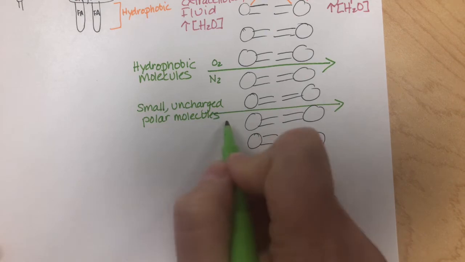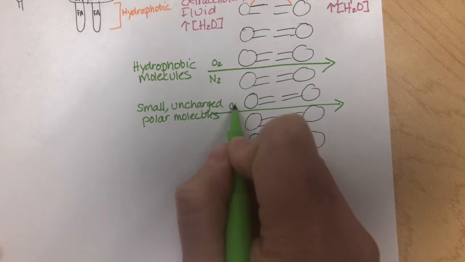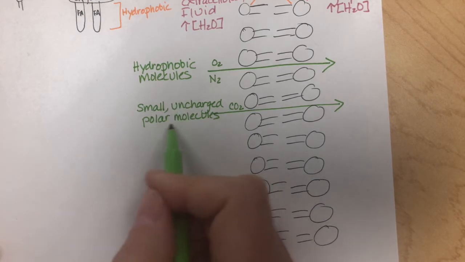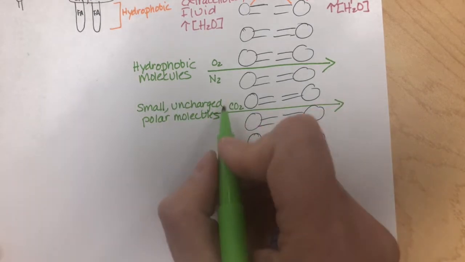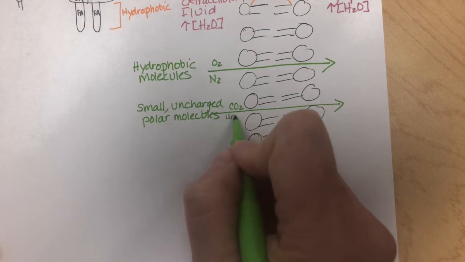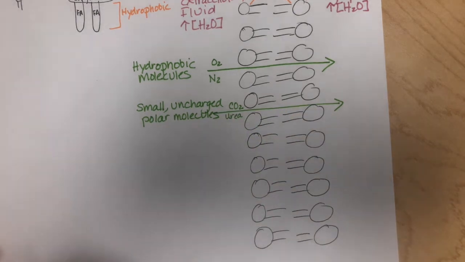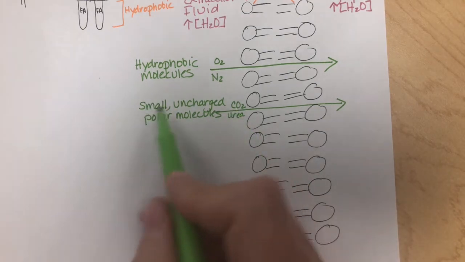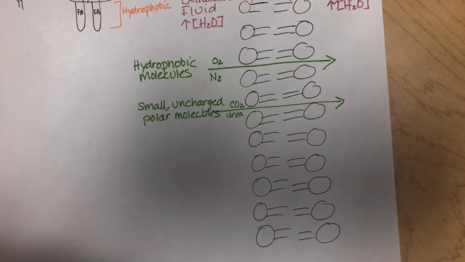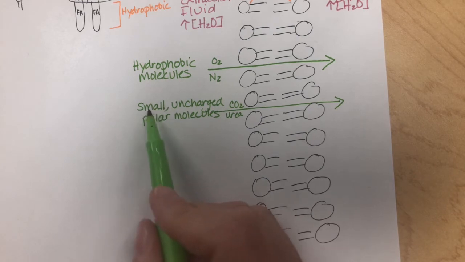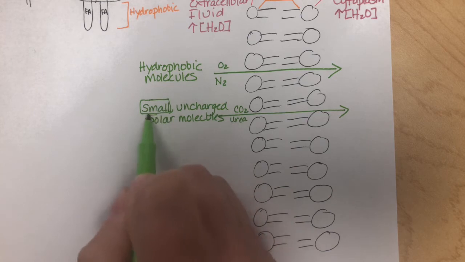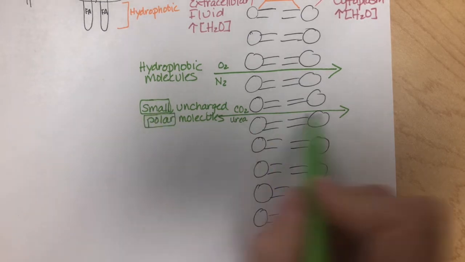So examples of this would be carbon dioxide. They're small in size and polar. Carbon dioxide, and urea, a waste product found in urine, would be examples as well. You just need to know the category. If these things are small enough, the key here, I'm going to put in boxes: small and polar. So small polar molecules can get through.